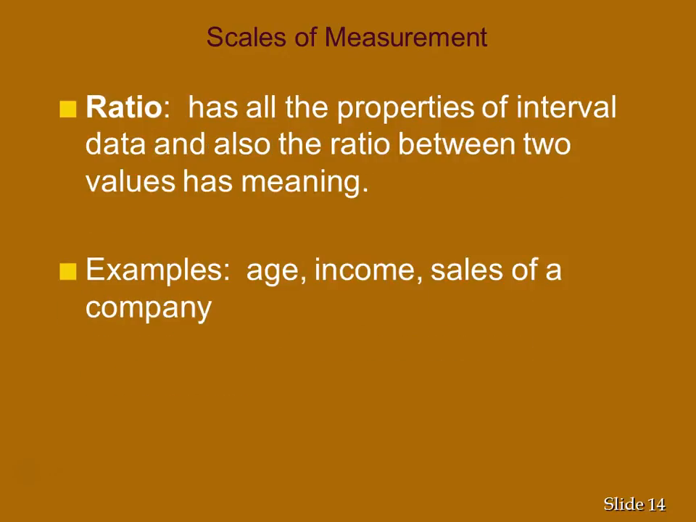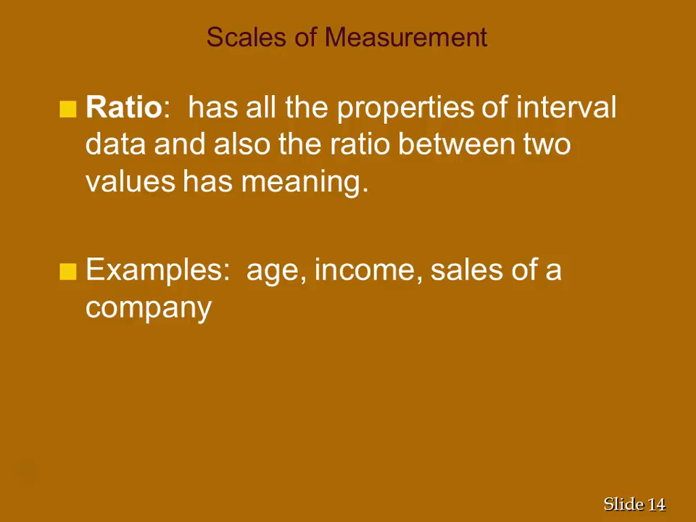Finally, we get to the ratio scale of measurement, which has all the properties of interval data, but also now the ratio between two values has meaning. Variables like age, income, sales of a company all utilize the ratio scale. If one person in your classroom is 40 years old and somebody else is 20, it's understood that the 40-year-old is twice the age of the 20-year-old.